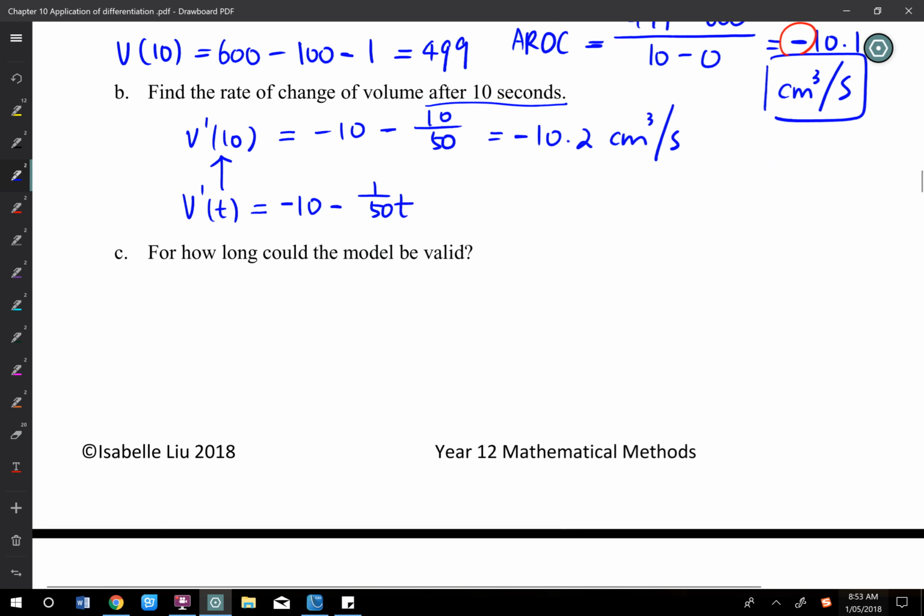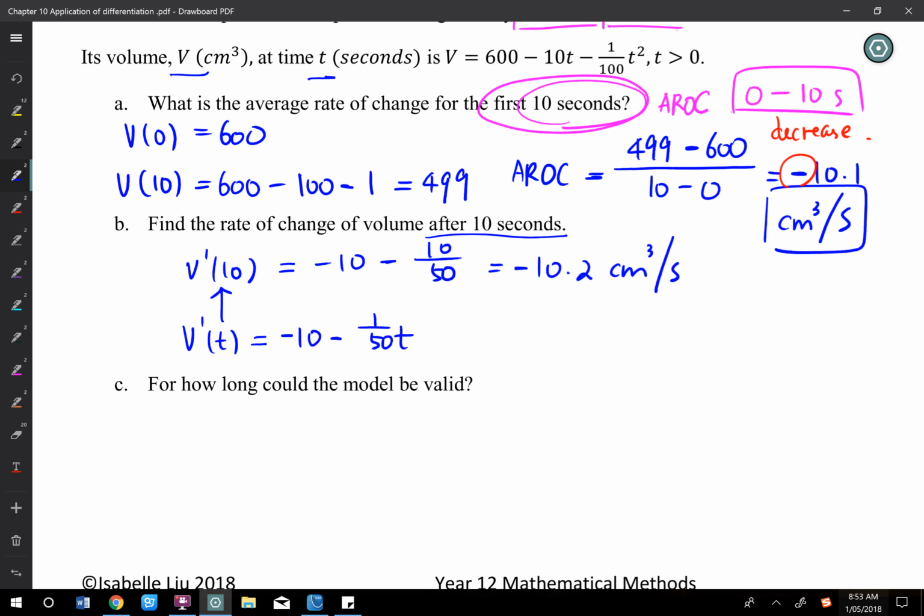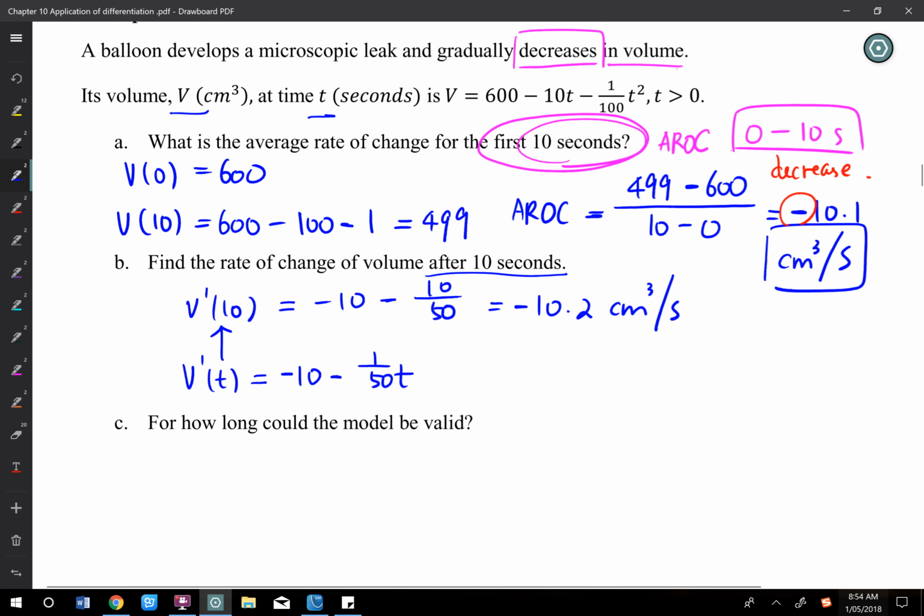Okay, for C. How long could the model be valid? Okay, what are you looking for? Endpoint? Yes, endpoint. But when will it be the endpoint? X-intercept? What equals to 0? There's V and T. Y is 0, but in this case we don't have x and y, we have v and t. So v equals to 0, that's right.